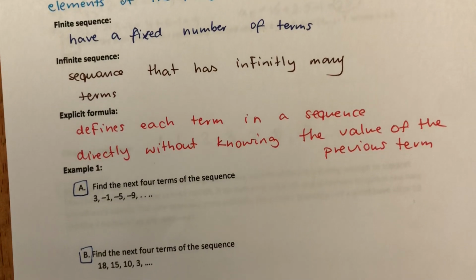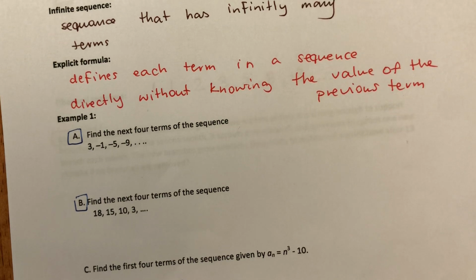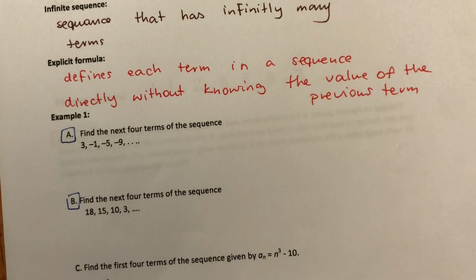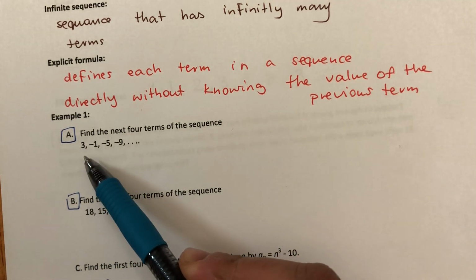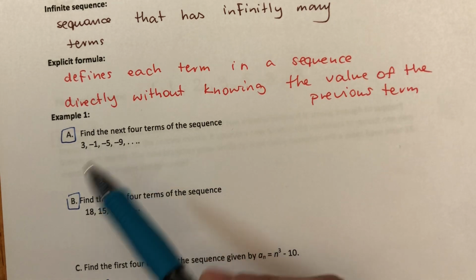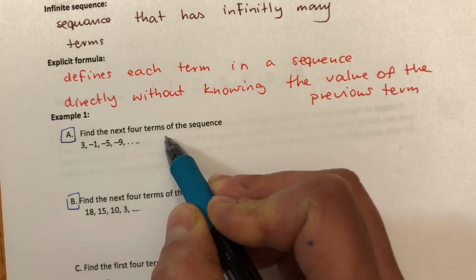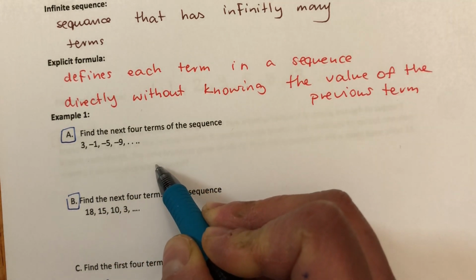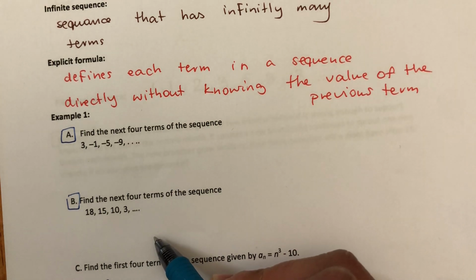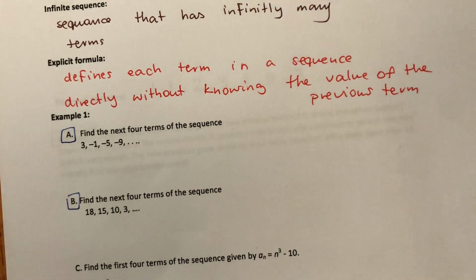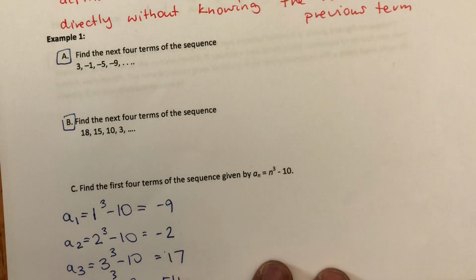We'll have two types of formulas that we are going to use for our sequences. The first one is called an explicit formula. An explicit formula defines each term in a sequence directly, without knowing the value of the previous term. If you think of the first example, I can look for the pattern and you can tell me what the next four terms of the sequence are. You can do this by yourself. The same thing with this one. But now let's take a look at the next question.